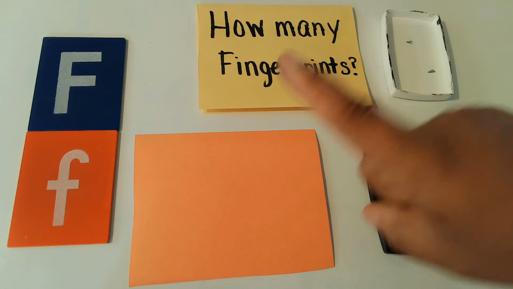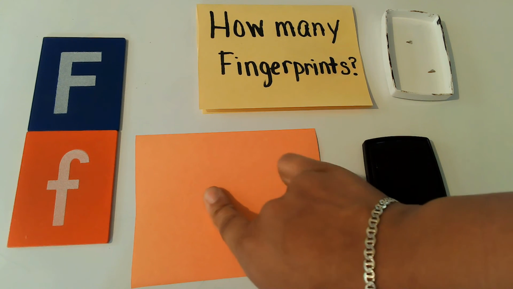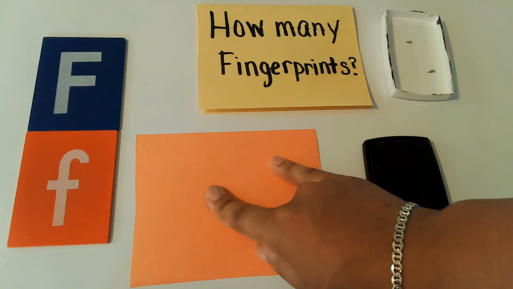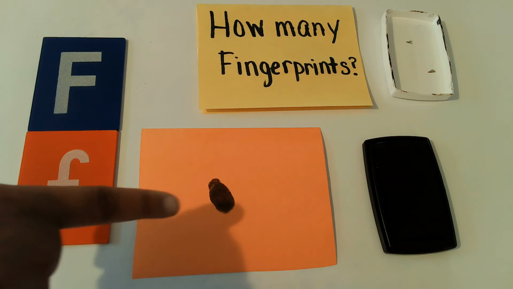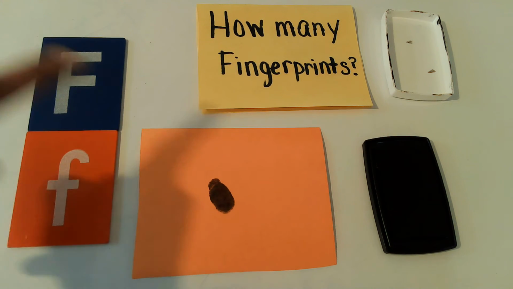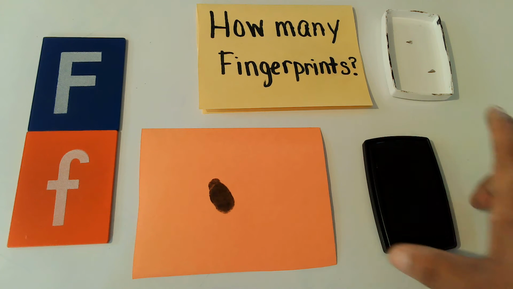And then you're going to move it onto your piece of paper. Push down hard and then pull up. So that is what a fingerprint looks like. We're doing fingerprints because fingerprints start with the letter F, okay? All right, so we have made a fingerprint.